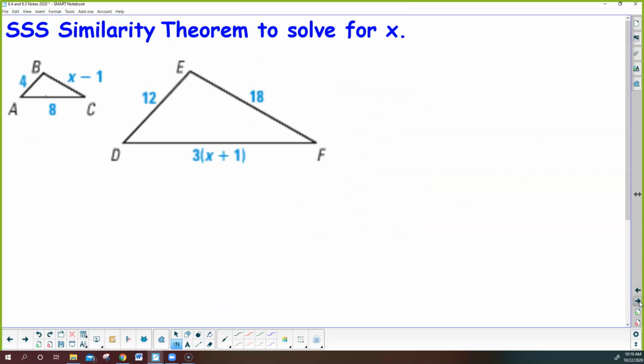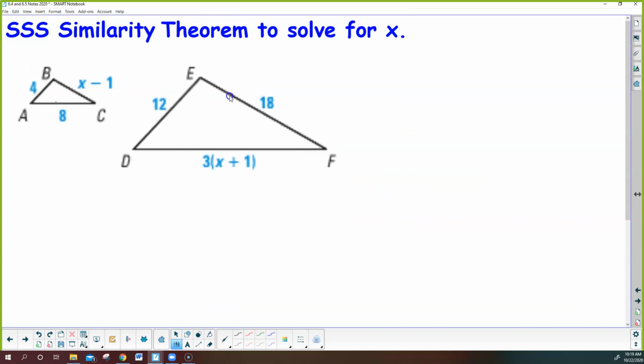All right. How do we use side, side, side to solve? Well, this is where you get to make a choice here. I am going to have you write this one down. Okay, so let's take a look at this, and I'm going to hopefully give you a couple pointers right away. So we've got 3 sides on the small triangle. One of them is an algebra problem, or an expression, and we've got 3 sides on the other, and the other one has an expression.